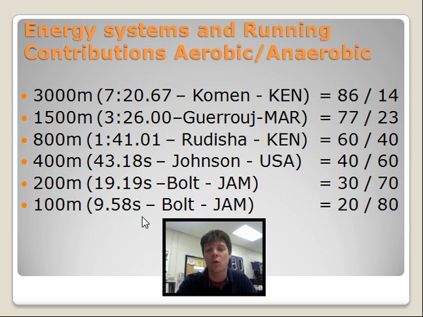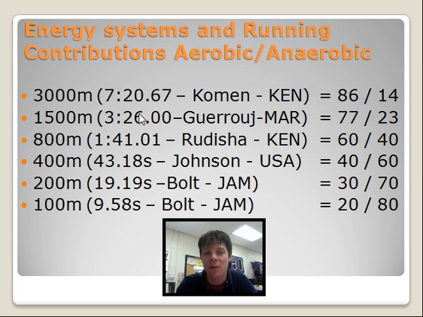So starting with short races, we can see that Usain Bolt holds the world record in the 100 meters at 9.58 seconds. 20% of that race is aerobic, whereas 80% of the energy systems applied to that race are anaerobic processes. We can see in the 200 meters, the numbers start to shift a little bit. Now it's 30% aerobic, 70% anaerobic.